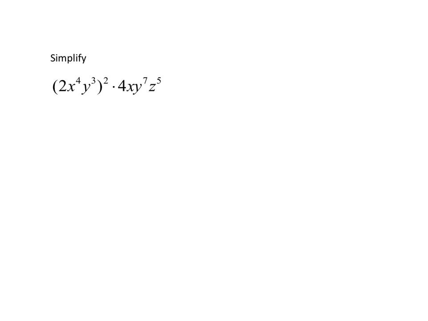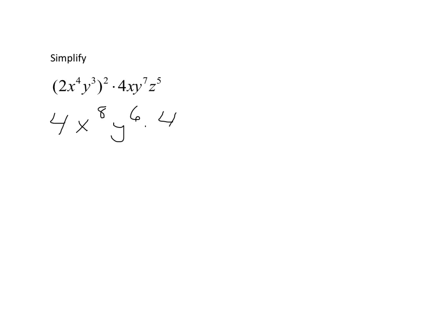Now let's combine both of these rules together. First, I'm going to raise a product to a power, and then I'll take my answer and multiply it by the following term. So 2 to the second is going to give me 4, and then x to the fourth squared. So I'll multiply 4 times 2 to give me x to the 8th, and then I'll multiply 3 times 2 to give me y to the 6th.